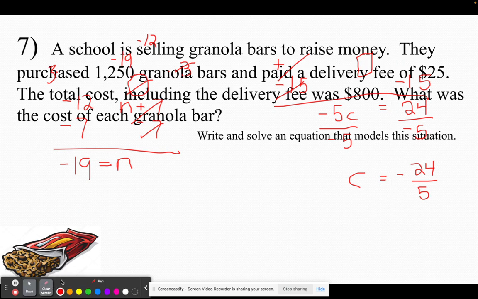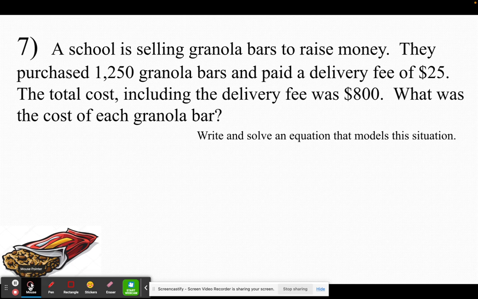Last example, and again, I forgot to clear my screen. School selling granola bars to raise money. They purchased 1,250 granola bars and paid a delivery fee of $25. The total cost, including the delivery fee, was $800. What was the cost of each granola bar? Well, they bought 1,250 granola bars for some mysterious number that we don't know. When we don't know that number, that's going to be our variable, x.